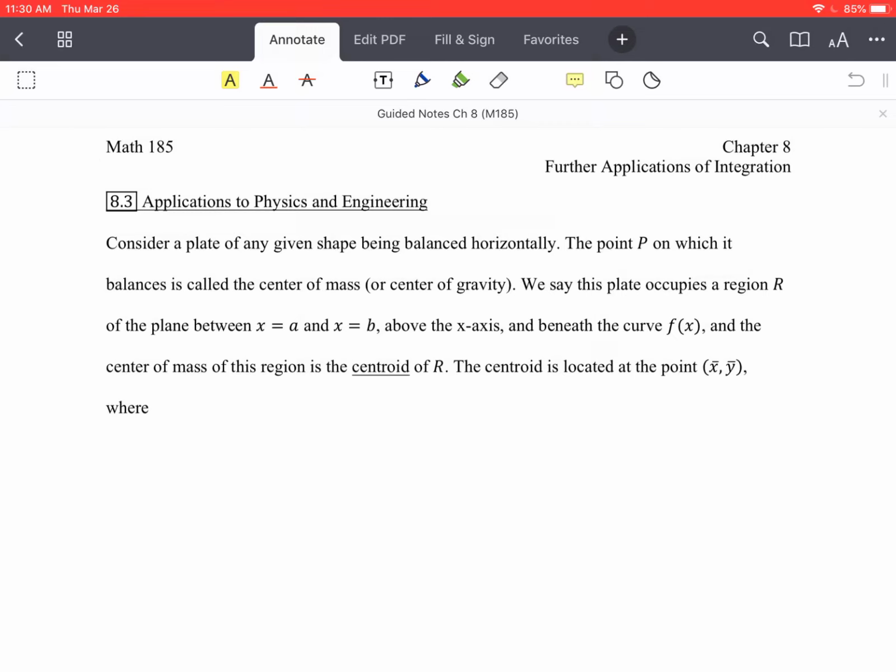Hi everybody, so we're in section 8.3 talking about applications to physics and engineering, so our applications for integration. The main thing that we're going to be talking about in this section is the concept of a centroid, centroid meaning a center of mass for a particular region.